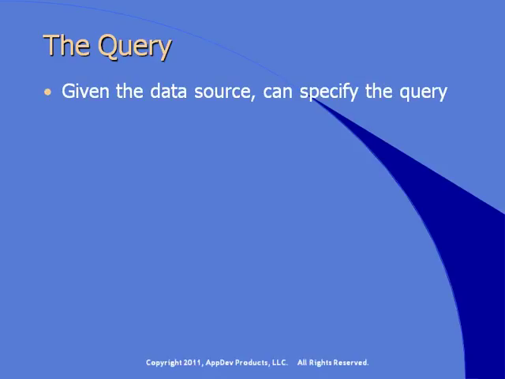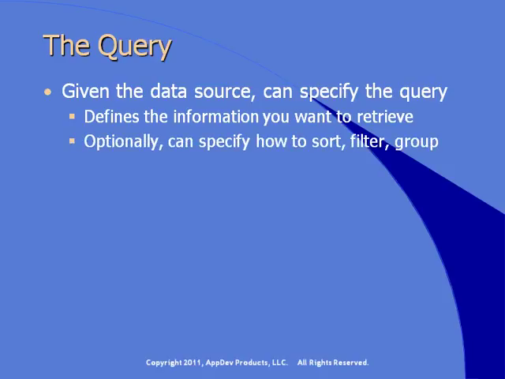Given a data source, you specify the query. This defines the information you want to retrieve. In our case, it was the number itself. And optionally, you can specify how to sort, filter, or group. We did a sort, ordering by the number itself, and a filter, we filtered for only those values where the number was greater than 5.